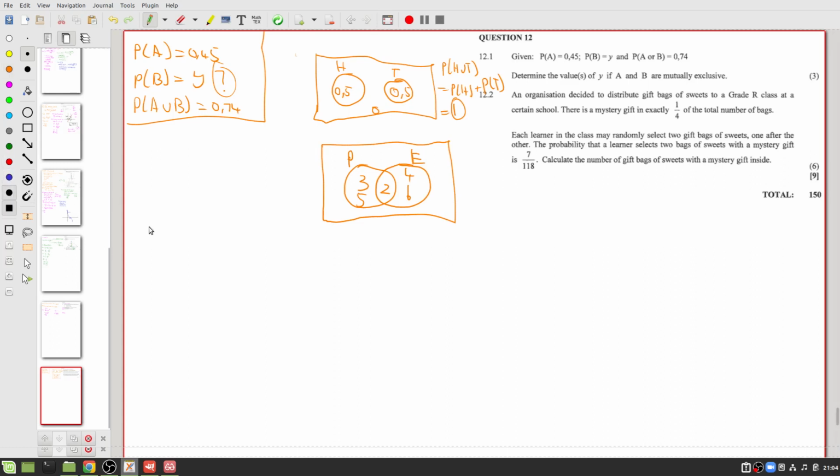What we want to focus on, let me write down this formula, the basic formula for probability. The probability of event A or event B happening is the probability of event A happening plus the probability of event B happening minus the probability of event A and B happening. Now why do we minus that? Well, let's look at this as an example.